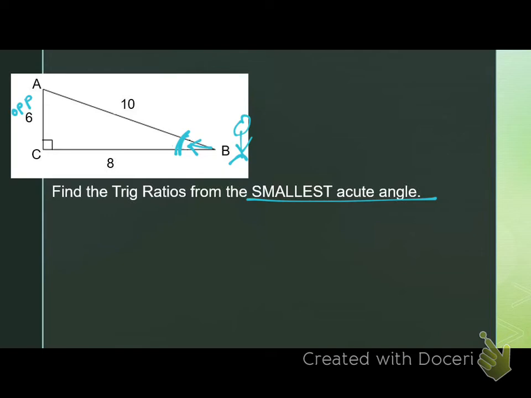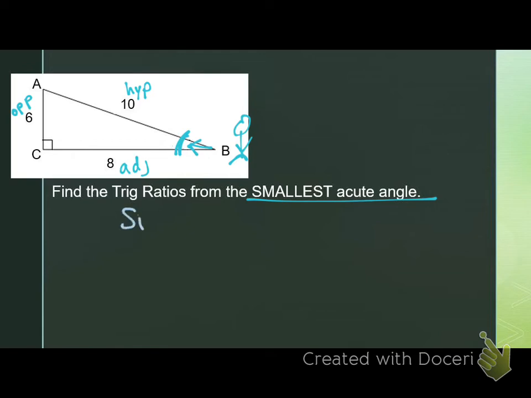The other easy one to label, because it will never change, is the hypotenuse. Which of these is the hypotenuse? 10. And that means 8 has to be adjacent, which makes sense because it is touching angle B. So there you are. We're going to find sine, cosine, and tangent from angle B.